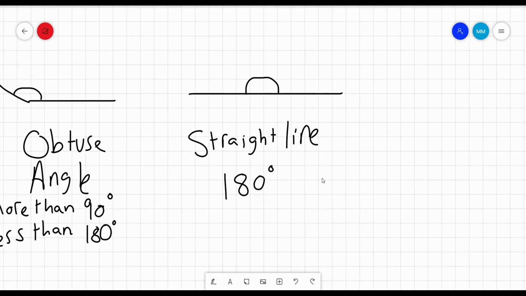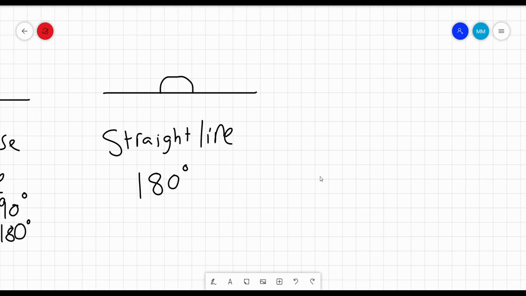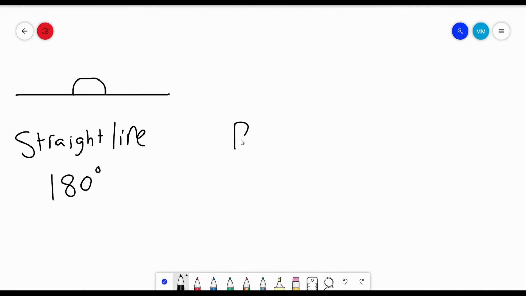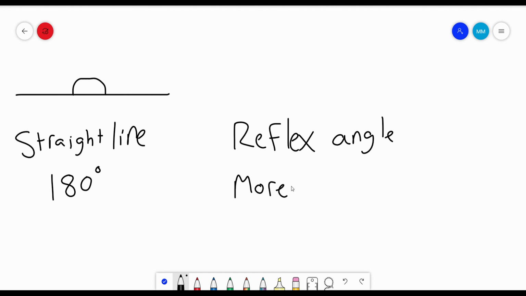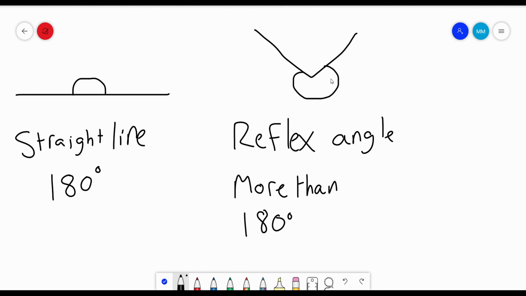And finally, the final one is called reflex angle. And this is anything that is more than 180 degrees. And reflex angles normally look something like this. You'd have 2 lines and you get a really big circle like that. That's your typical reflex angle.